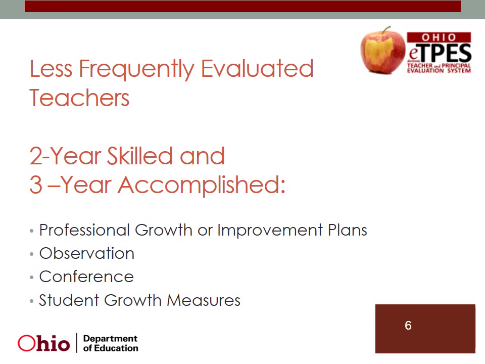If a district determines that it will evaluate accomplished teachers every 3 years and skilled teachers every 2 years, the teachers would complete a professional growth or improvement plan, would be observed at least once, and will have at least one conference with the evaluator, and will complete student growth measures. This applies only to the 3-year accomplished and the 2-year skilled intervals of evaluation.